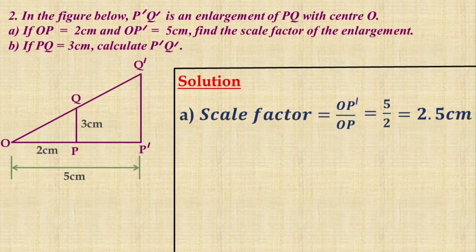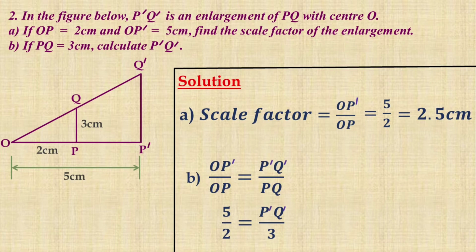For part B, remember that the ratio of the corresponding sides are equal. So, OP prime all over OP will be equal to PQ prime all over PQ. OP prime, as seen earlier, is 5 and OP is equal to 2. PQ is equal to 3. Hence, 5 all over 2 will be equal to PQ prime all over 3.